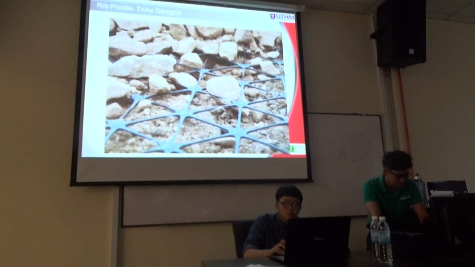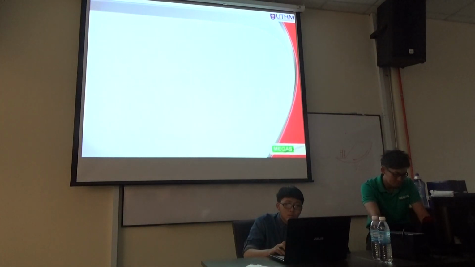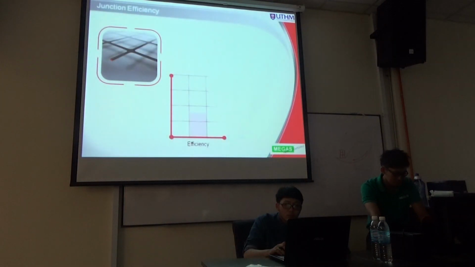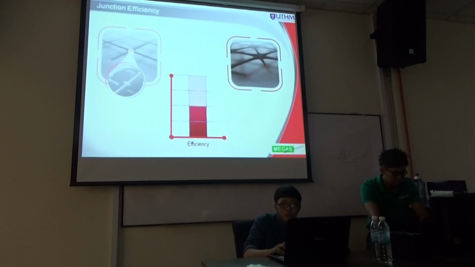This is how it is locked. The bottom one is locked by this. So the stone at the bottom is locked by the grid. The top one is interlocked by the stone. Okay? Next. This is talking about the junction efficiency. Next. So always we are looking at the junction efficiency of this grid, which is almost 100% in terms of stiffness.